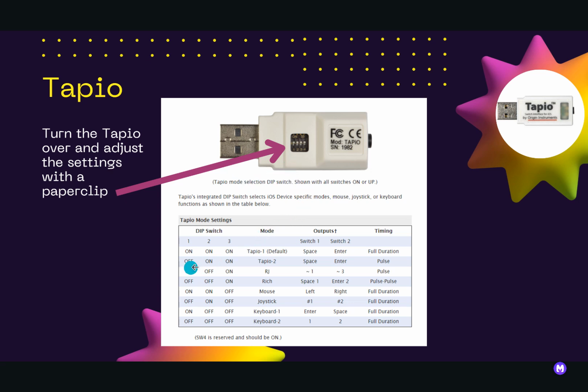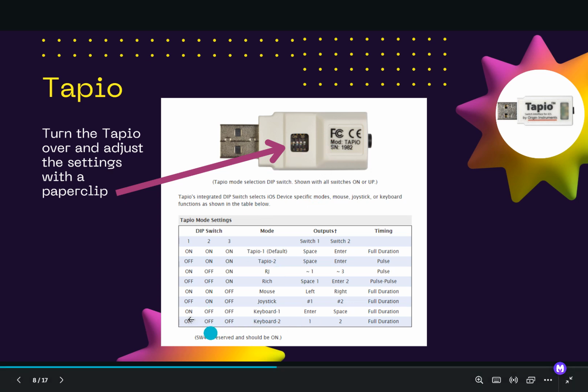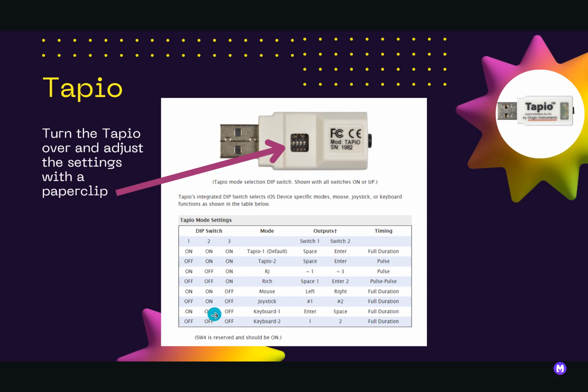And so here you can see if you want your switch to act as the space bar, you're going to want all three of those switches in the up or on position. If you want your Tapio switch to be the enter key, you're going to have the first switch up here in the on or up position, and the second two switches in the off position. Now this fourth little white switch on your switch interface, that should always be in the on position.